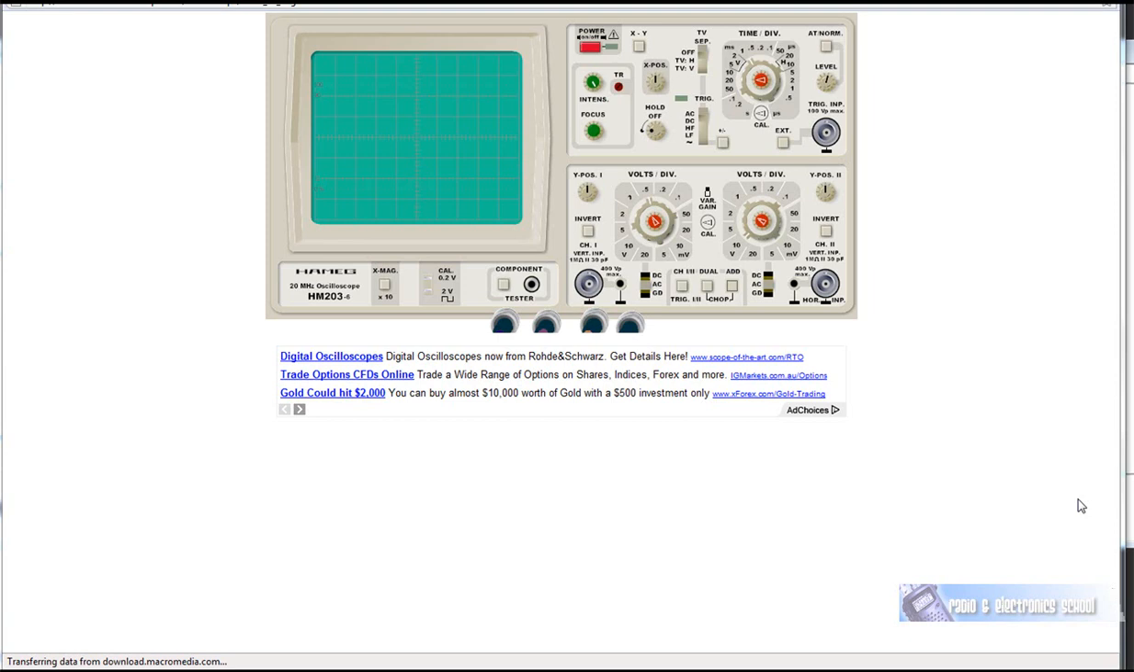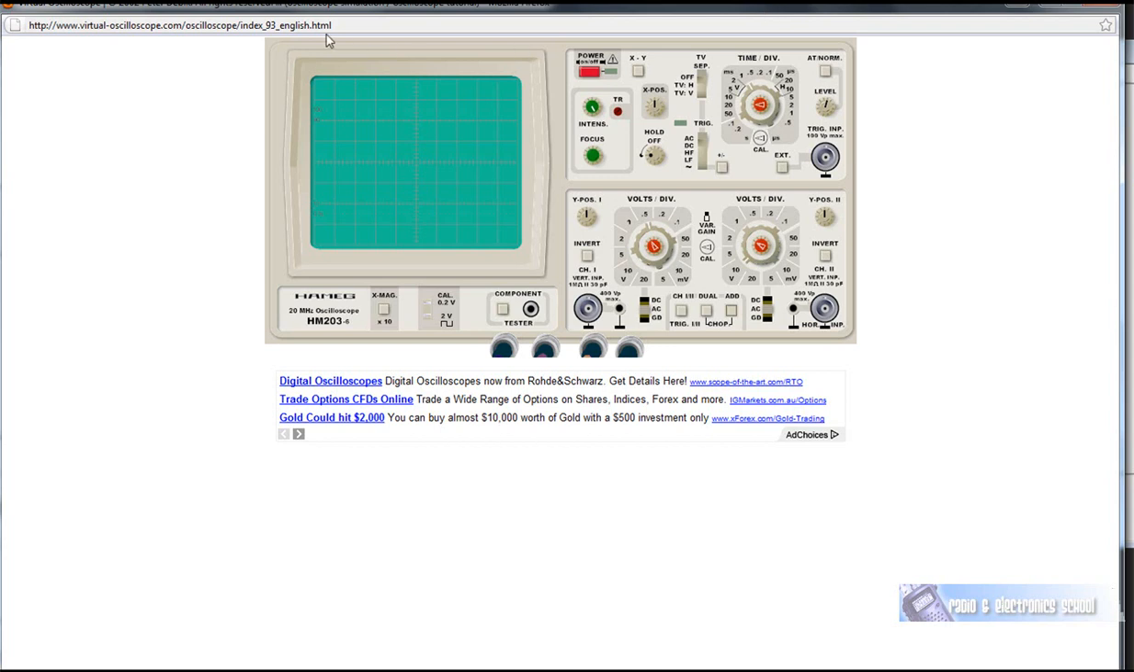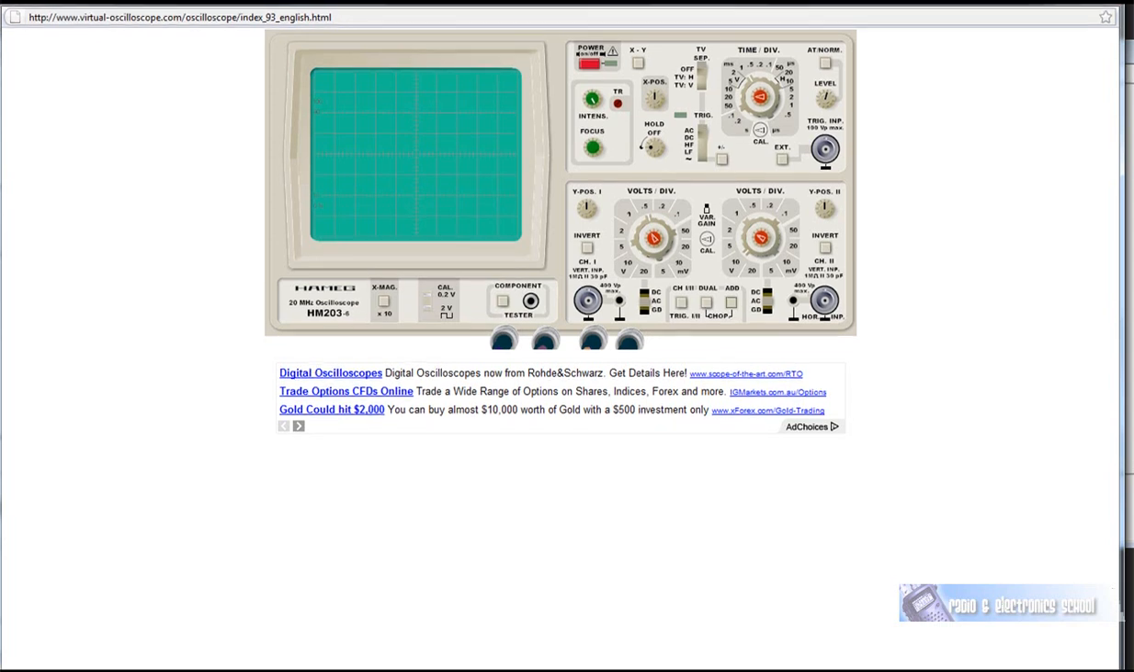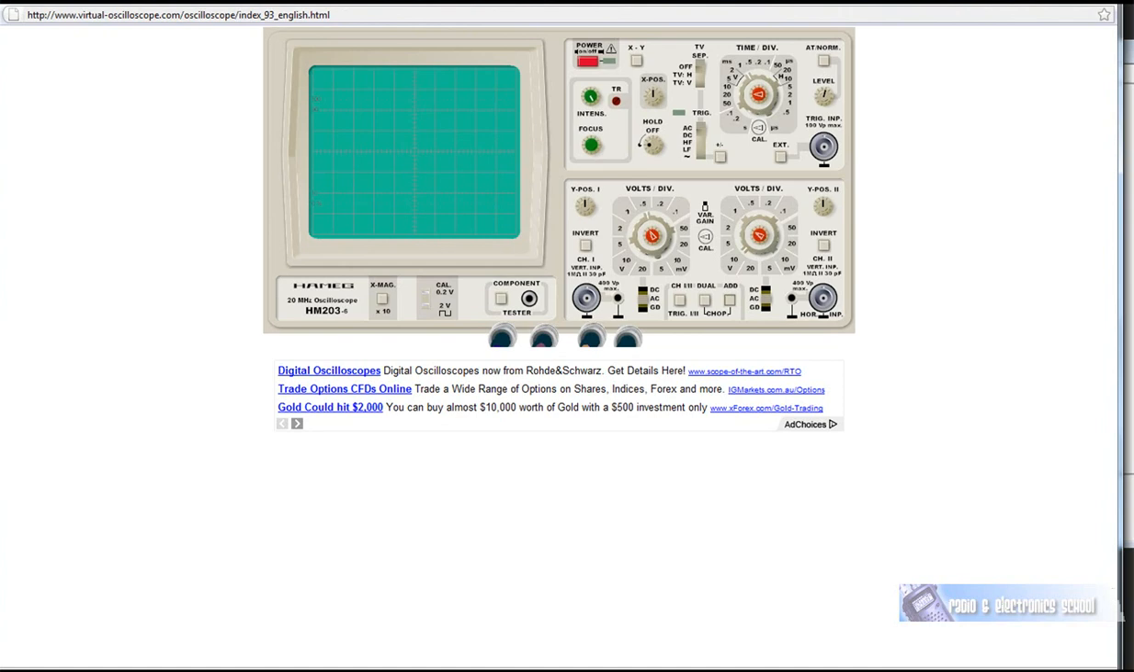I'm going to give you the URL. You may see it. I'll just drop the screen down a little bit. You can see the URL there of this oscilloscope. If you Google virtual oscilloscope, you'll find it, and you can play with this yourself. You don't have to know an awful lot about oscilloscopes.